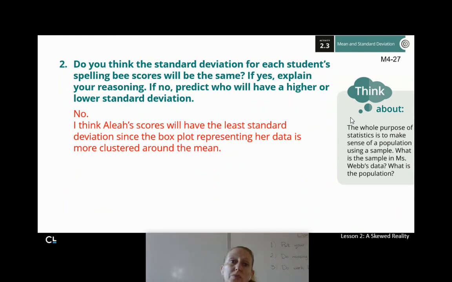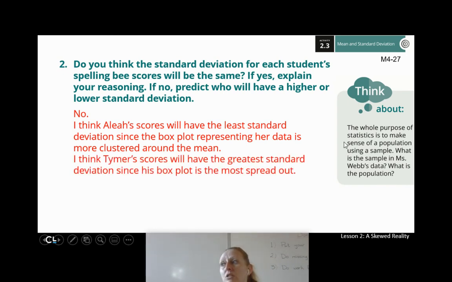So no, I don't think they're going to be the same. And I think it's going to be Aaliyah. She has that tight little box in the middle. I think Aaliyah's score is going to have the least standard deviation because her box plot is clustered right around the mean. It's pretty tight. I could be wrong, but that's what I think. I do think Tamar is going to have the greatest standard deviation. His stuff is way spread out. So I think Tamar is going to have a really big standard deviation.